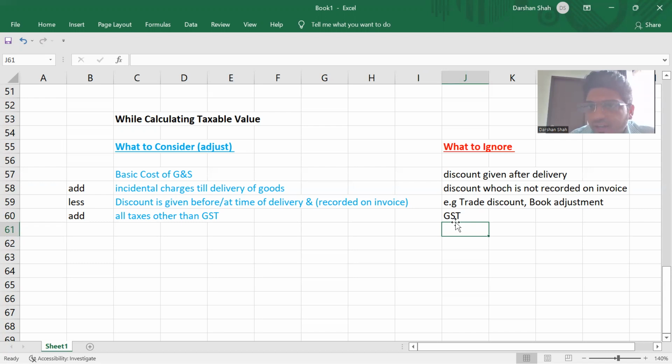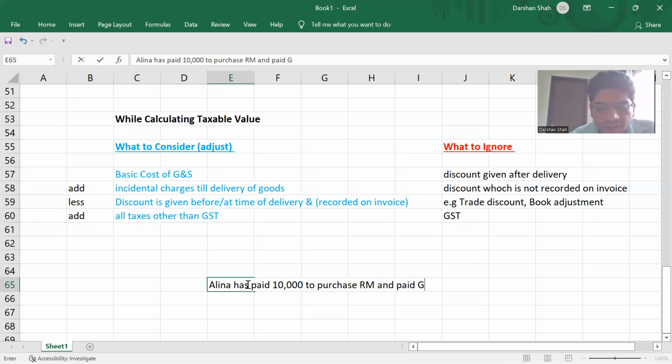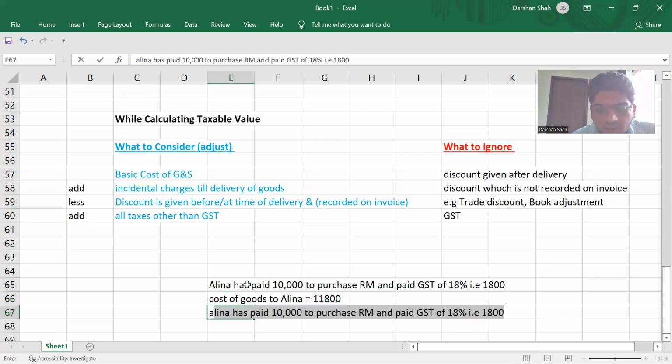So in our example of Alina and Sarika, let us say Alina has already purchased the goods of 10,000 and she has paid GST to someone. And now she is selling this 10,000 goods further to Sarika. So let us say Alina has paid 10,000 to purchase raw material, and paid GST of 18%, that is 1,800. So cost of goods to Alina is how much? 11,800. Cost of goods to Alina is 11,800, and these goods Alina is selling further to Sarika, correct?